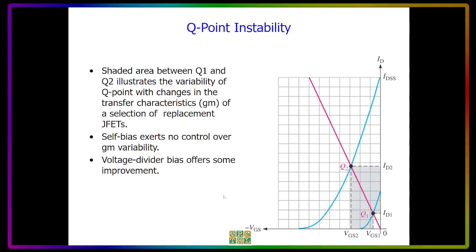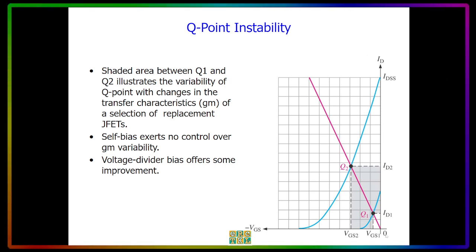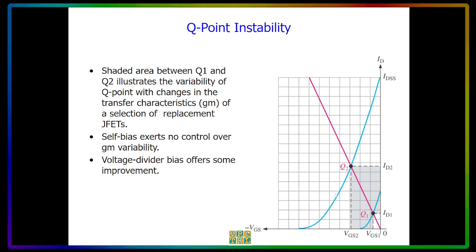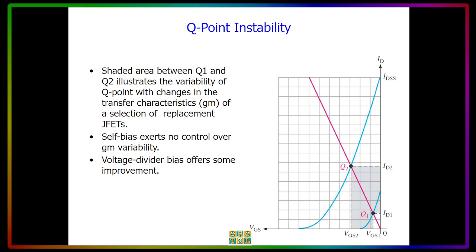Now the Q point instability. You will see here the shaded areas between the Q1 point and the Q2 point. This is the variability of the Q point, which changes with the transfer characteristics, or gm, of a selection of replacement JFETs. Self-bias will exert no control over the transfer characteristics, or gm, variability, and the voltage divider bias offers some improvement.